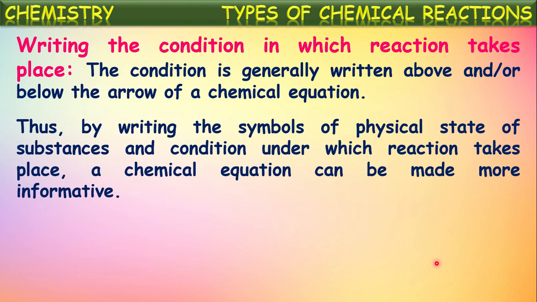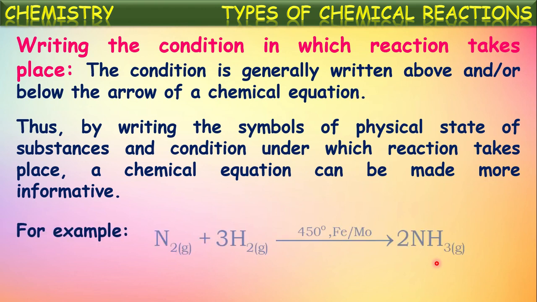Thus, by writing the symbols of the physical states of the substances and the conditions under which the reaction takes place, a chemical equation can be made more informative. Not just by using the symbols and formulas of the components participating, but by using the physical state symbols and the conditions necessary for the reaction, the equation will be more informative. For example, in the reaction between nitrogen and hydrogen in the formation of ammonia, the complete information is given by using this equation.